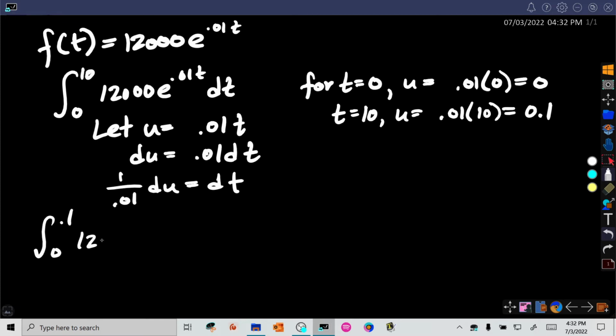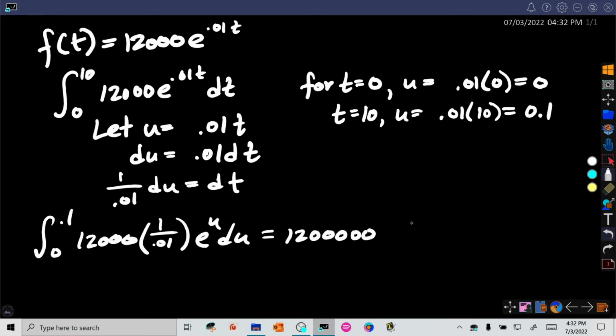And I'm going to have 12,000 times this stuff, 1 over 0.01 e to the u du, which is going to turn into a bigger number. I think it's going to be 1,200,000. I think that's correct. Yeah. E to the u, because again, the integral is itself, evaluated between 0 and 0.1.